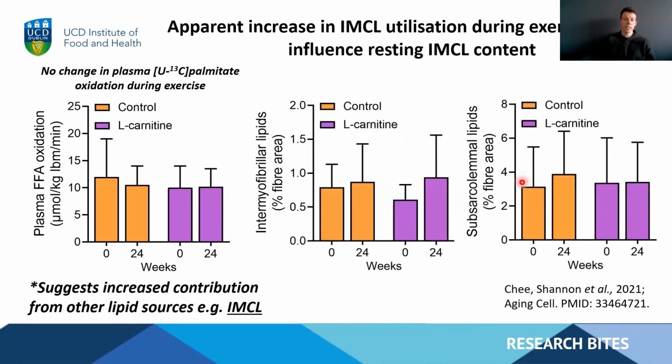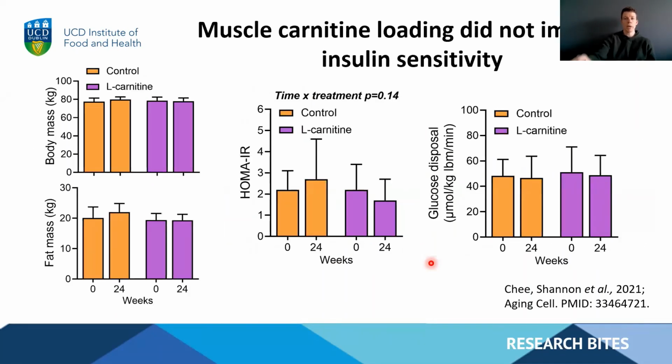Unfortunately, it didn't. So measured by electron microscopy, you can see either the intramyofibrillar lipids or subsarcolemmal lipid fraction. Neither were appreciably reduced by lipid oxidation changes with carnitine feeding. And as you might expect, this translated into no difference in insulin sensitivity, either measured by the hyperinsulinemic clamp or by HOMA-IR. And there was no change in body weight or fat mass either.